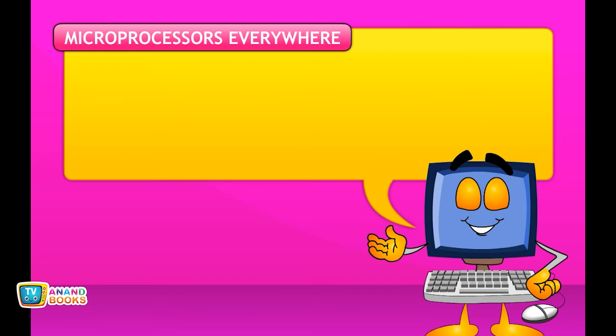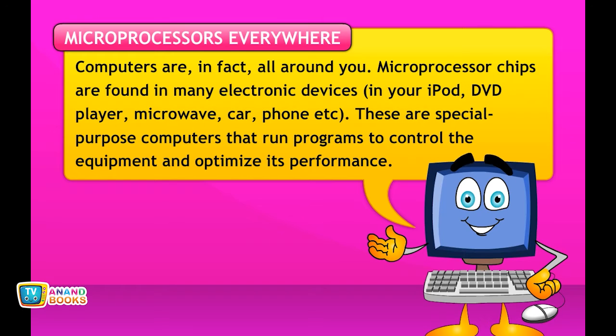Microprocessors everywhere. Computers are, in fact, all around you. Microprocessor chips are found in many electronic devices, in your iPod, DVD player, microwave, car, phone, etc. These are special-purpose computers that run programs to control the equipment and optimize its performance.